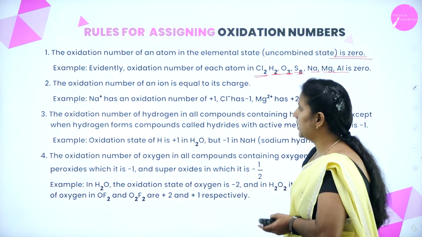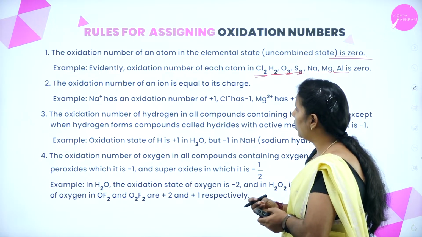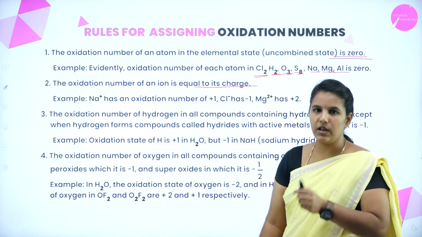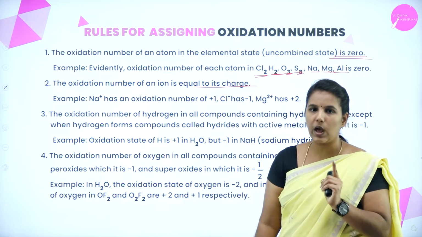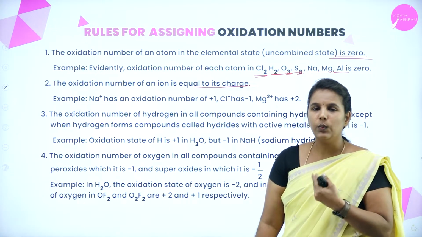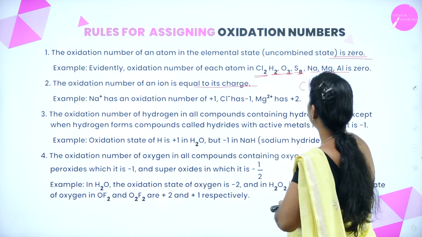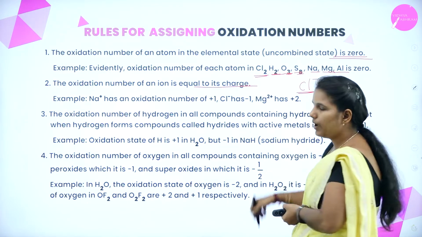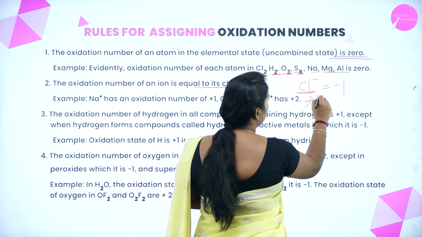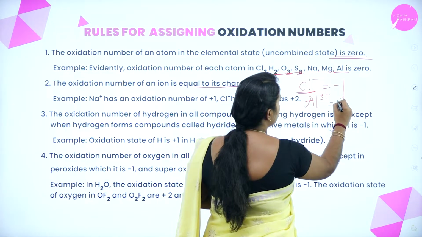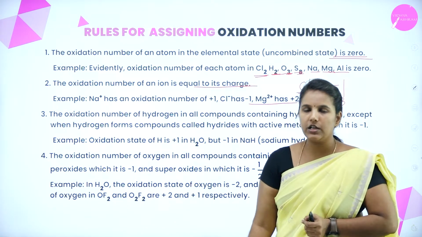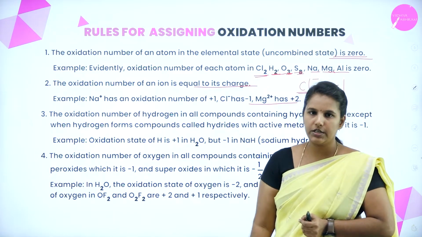Then rule 2 says that the oxidation number of an ion is equal to its charge. For example, sodium, which has a plus charge, has a +1 oxidation state. Similarly, the chloride ion, Cl minus, has a -1 charge. You can take the example of Al3+: for aluminium, the charge is +3. Similarly, for magnesium, we write Mg2+. So this is the charge on the ions, and it becomes the oxidation number.